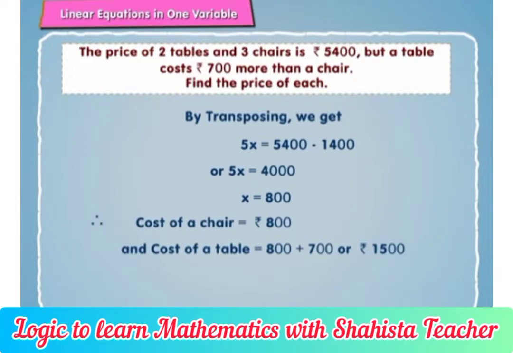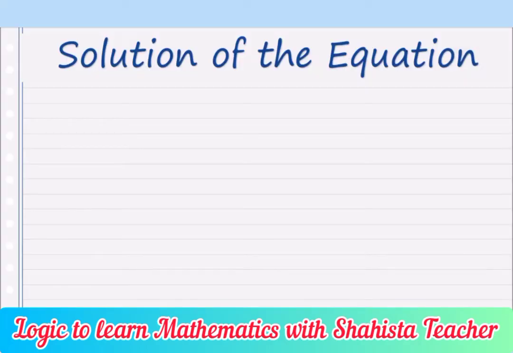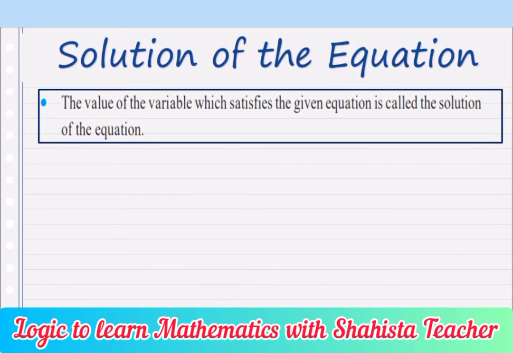So now on the base of this we will solve some more problems. Now let us understand the solution of the equation. Here first we will see the value of the variable which satisfies the given equation is called the solution of the equation. That means left hand side should equal the right hand side, then only the solution of the given equation is satisfied. Now here left hand side is x plus 4 is equal to 9. X plus 4 is left hand side and 9 is right hand side.